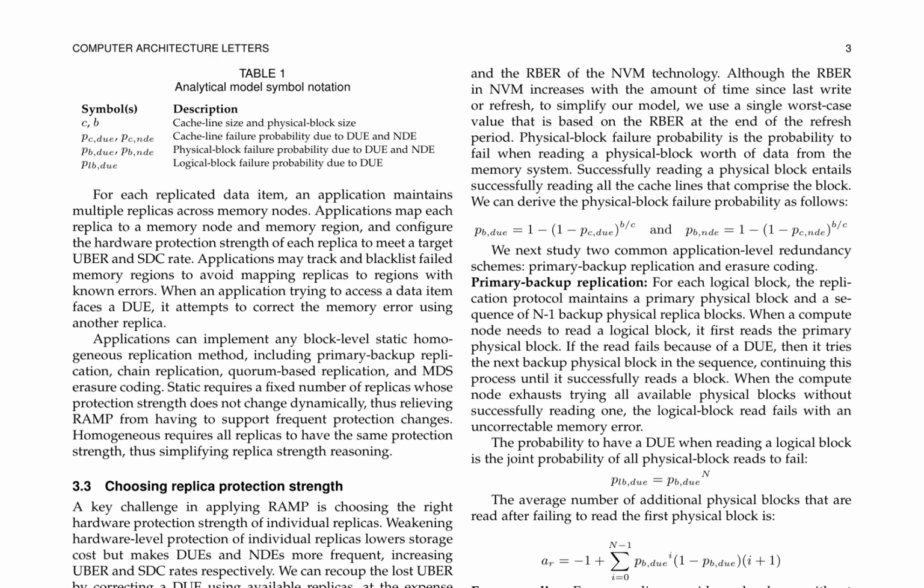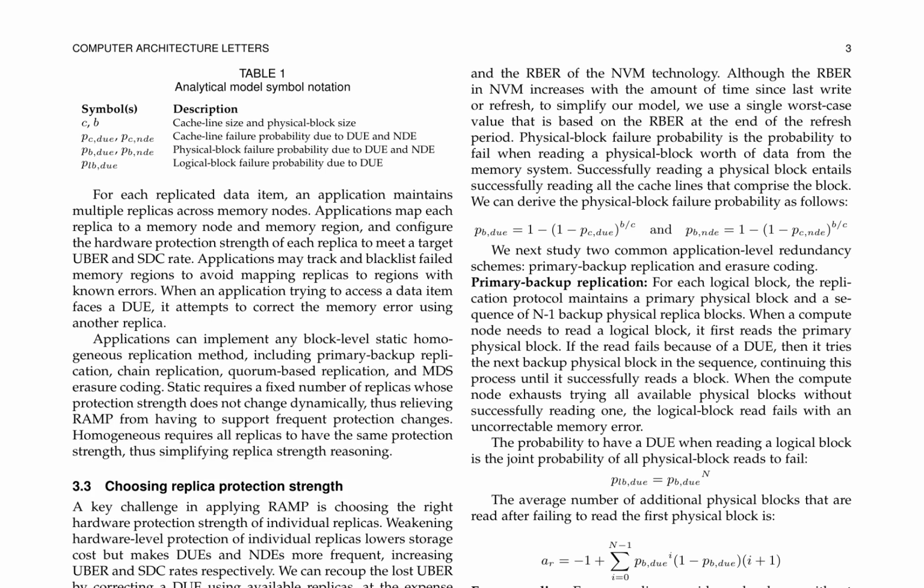The analytical model for choosing replica protection strength in a replication-aware chipkill correct memory system aims to estimate the expected reliability and performance overhead when using available replicas to correct a DUE. It presents two common application-level redundancy schemes: primary backup replication and erasure coding.